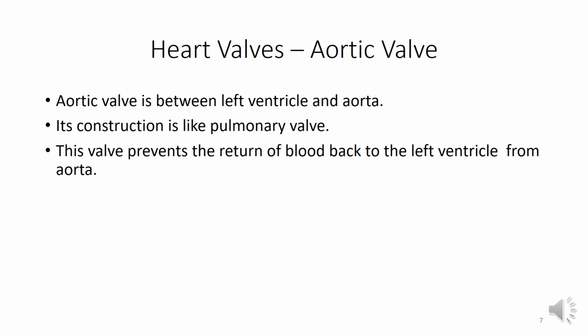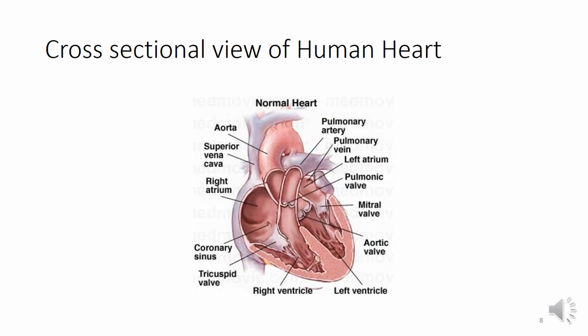Aortic valve. Aortic valve is located between the left ventricle and aorta. Its construction is like the pulmonary valve. This valve prevents the return of blood back to the left ventricle from the aorta. This is a cross-sectional view of the human heart.